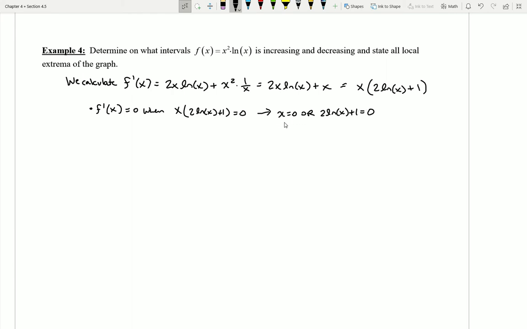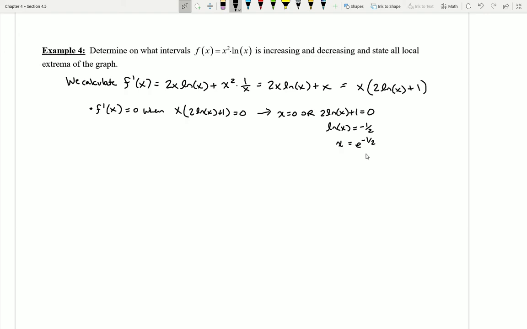So x equals 0 is a very easy critical point to see here, but I have to solve for this other one. Notice that this would require that natural log of x would be equal to negative 1/2. And if I take both sides and make them powers of e, I would see that x is equal to e to the negative 1/2. So I have two critical points here. Notice that one of these is actually kind of a not so fun value.